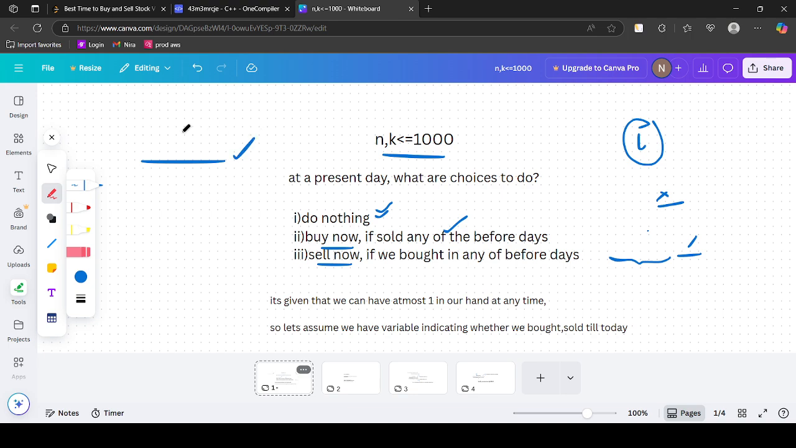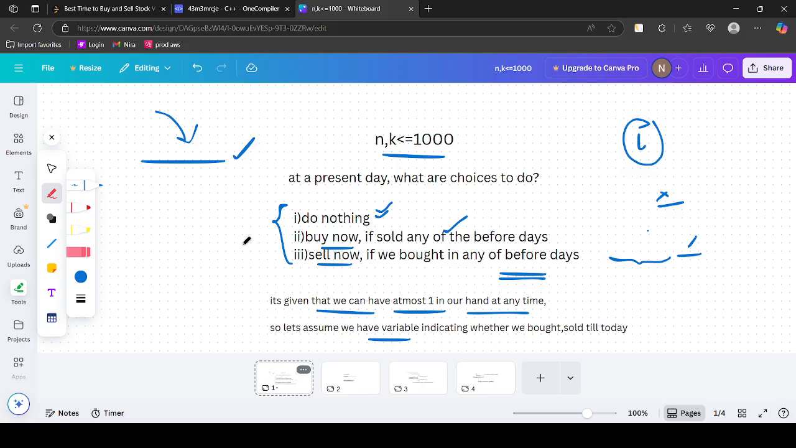And when can we sell now? If we have bought in any of the previous days. So if we bought in any of the previous days, then we can sell, and we can buy if we sold in any of the previous days. So these three are the possible cases. And because it is given that we can hold at most one stock in hand at any time, let's assume we have a variable indicating whether we bought or sold till today.